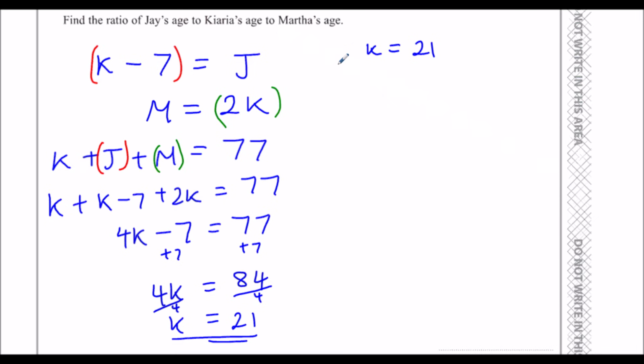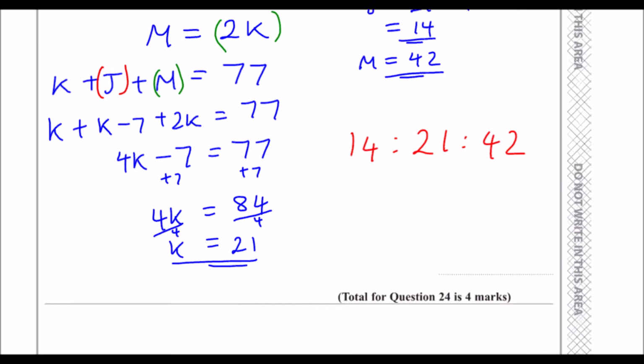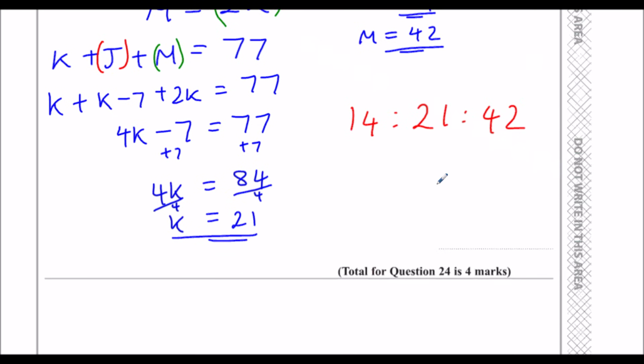J equals K minus 7. So J is 21 minus 7, which is 14. And M is 2 Ks, 2 21s, 42. So the ratio of J to K to M, J to K to M, we've got 14 to 21 to 42. We could simplify that. It doesn't specify. So we could leave it, or we could divide through by 7 here. I'm going to leave it as it is.